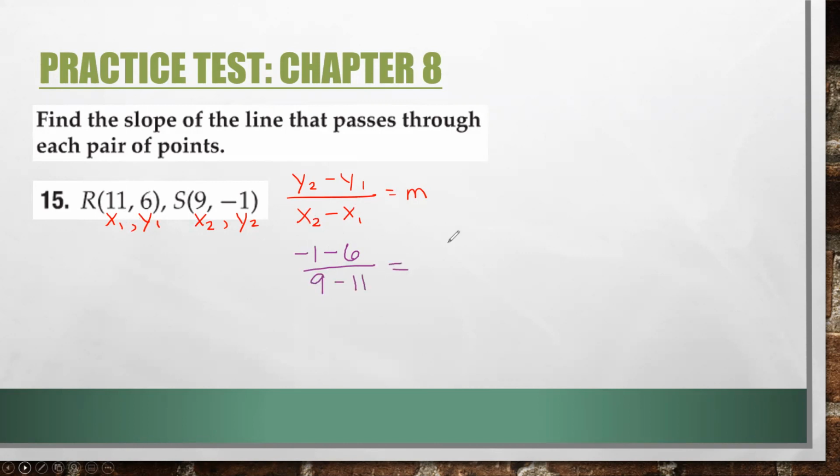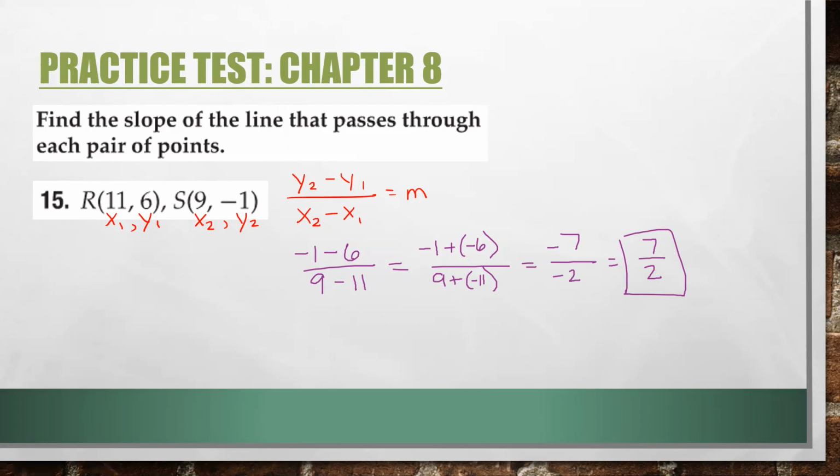Okay? So here, remember, you add the opposite. Okay, so that becomes -1 plus -6, and that equals -7. Okay, and then down here, you add the opposite. 9 plus -11 would be -2, and a negative divided by a negative is positive, so it ends up being 7/2.